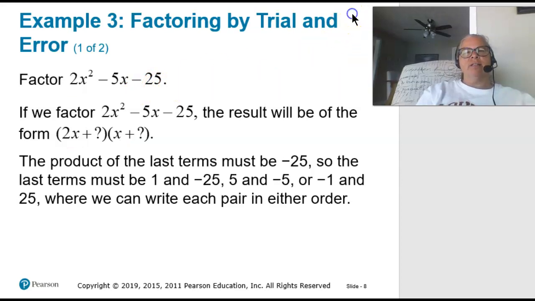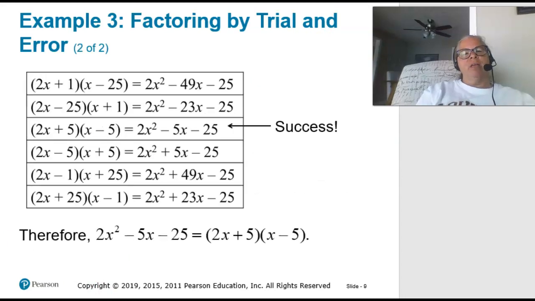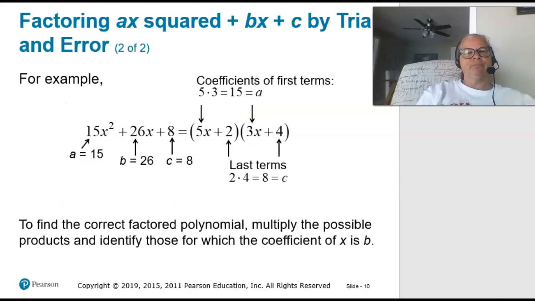So as we look at that, we end up being able to make a long list of options. Now we don't know exactly where to plug those. So we could have the positive 1 and the negative 25 here, or they could be reversed. We could have the positive 5 and negative 5 here, or they could be reversed. And we could have a negative 1 and a positive 25 here, and they could be reversed. And when you multiply these out using FOIL, you get all of these trinomials. You notice there is one that matches, so you were successful.